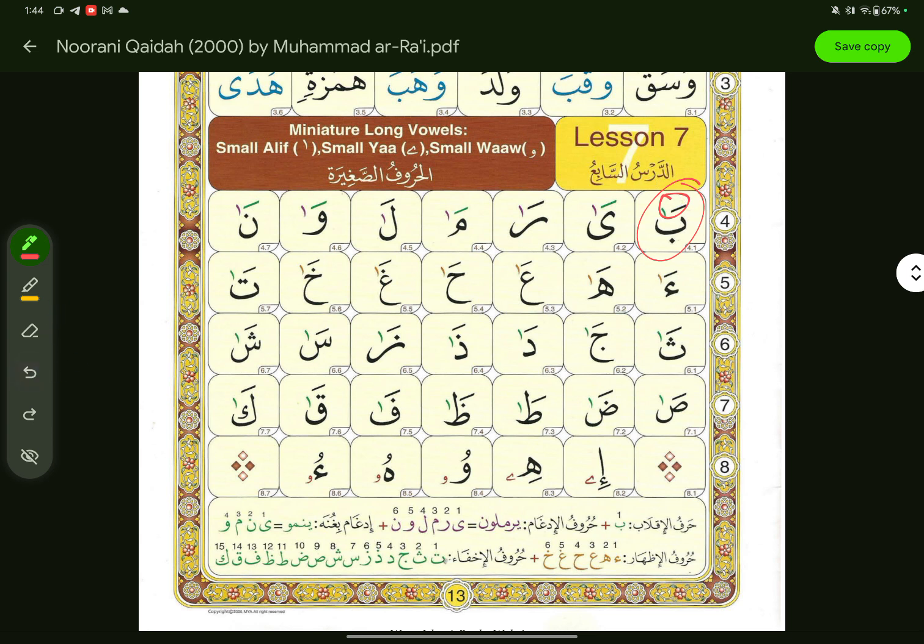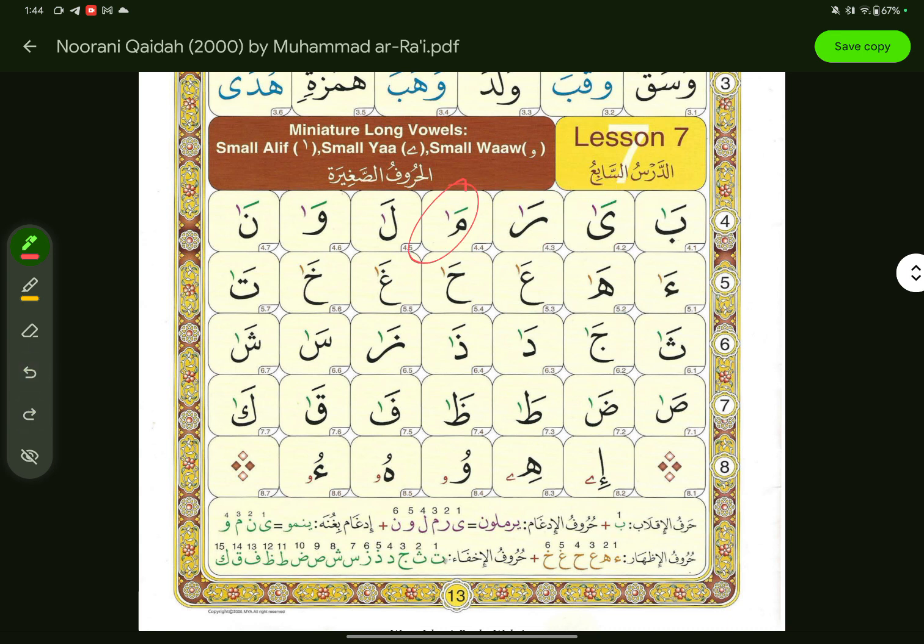Alif is associated with fatha. So when you say ba, with that small alif there, it's going to be ba with a 2-second elongation, right? This one is a ya with a fatha, it will be ya. Ra with a fatha will be ra.